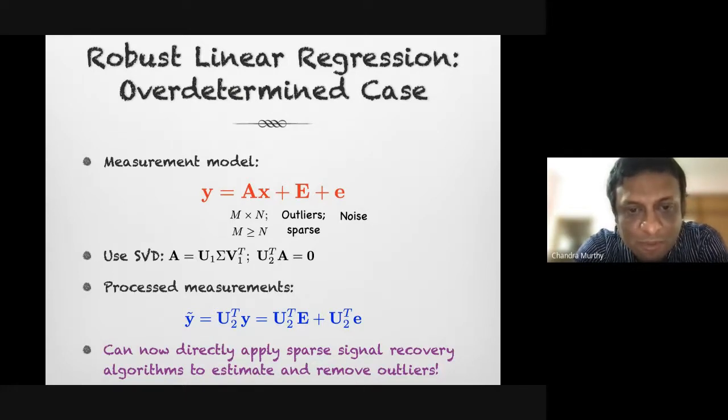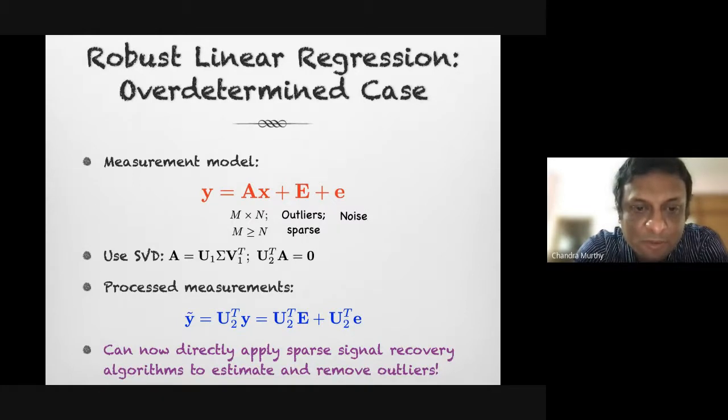So one way to tackle the problem is to perform a singular value decomposition on A. What that does is to write A as U1 sigma V1 transpose. This is called the economy singular value decomposition of the matrix A. Here U1 will be of size m cross n, sigma will be of size n cross n, and V1 transpose will also be of size n cross n.